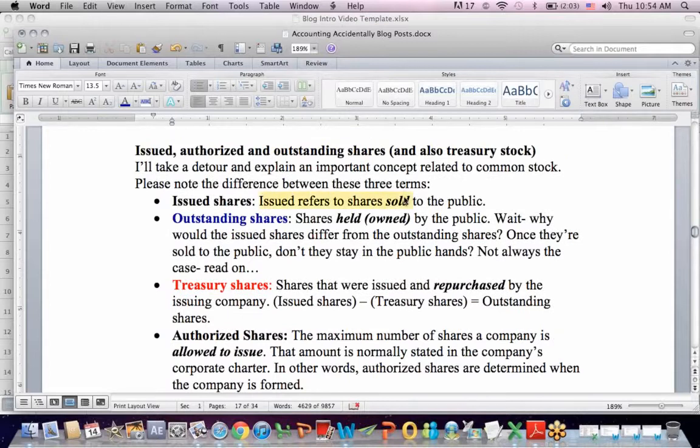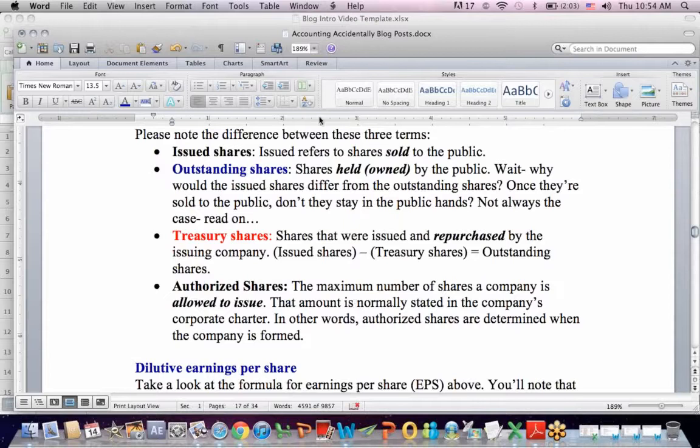Issued shares refers to shares sold to the public, where the company sells shares and gets cash in exchange, sold to the public. Outstanding shares is slightly different. That means shares held or owned by the public. So there's a difference between shares we issued, we sold, and shares that the public owns.